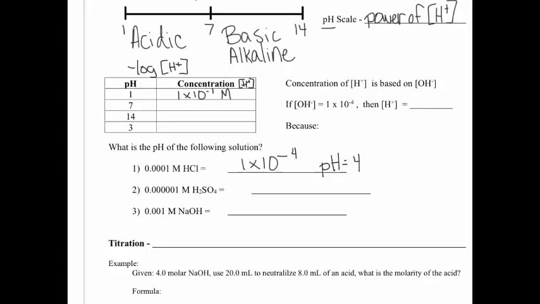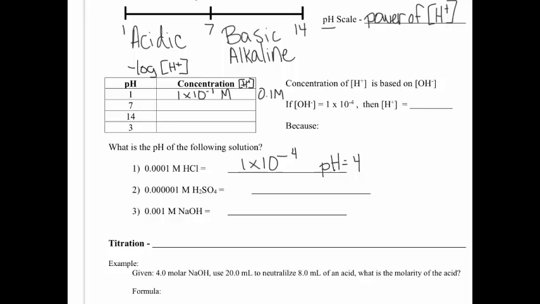So for this number up here, if I were to convert that to a decimal, it would be 0.1 molar. And when you compare this number here to this number here, now you can see why a pH of 1 is actually a much greater concentration than something whose pH is 4. So the smaller the number of the pH, the larger the concentration of H pluses.